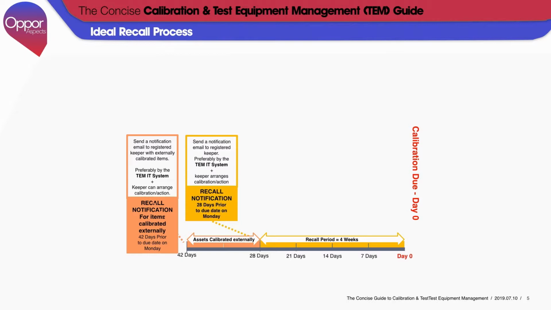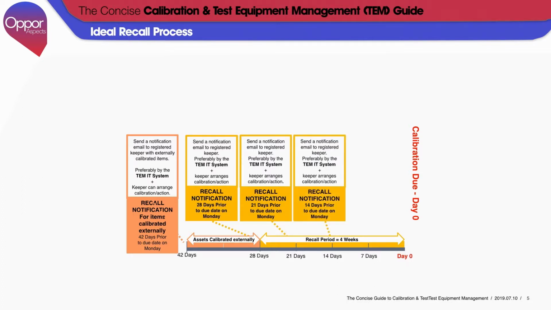The real recall notification for all items or assets of test equipment in your organisation should start approximately 28 days before, when an automatic notification is sent. Moving up the scale towards day 0, 21 days is when the automated notification is sent. These are best on a Monday. It gives the registered keeper a chance to get things done. Again, automatic notification 14 days prior, and then 7 days prior the same notification.